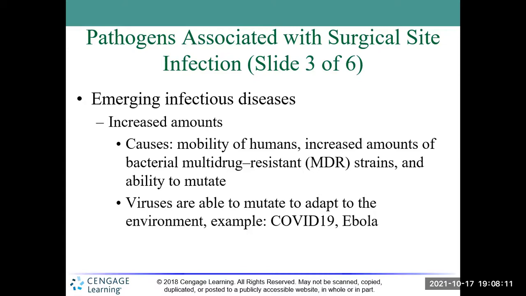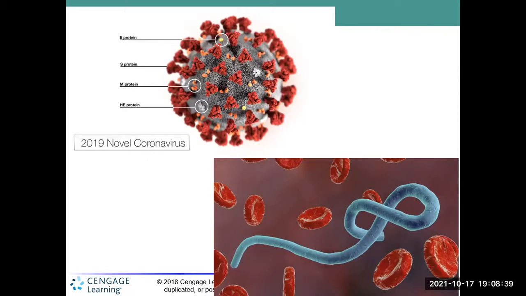We also have an increased amount of multi-drug resistant bacterial strains, and these are called MDRs. And viruses have the ability to mutate. We've definitely seen that with COVID. I think we're on our 5th mutation now. They're very adaptable and able to mutate and adapt to the environment. Ebola and COVID are 2 of the primary examples.